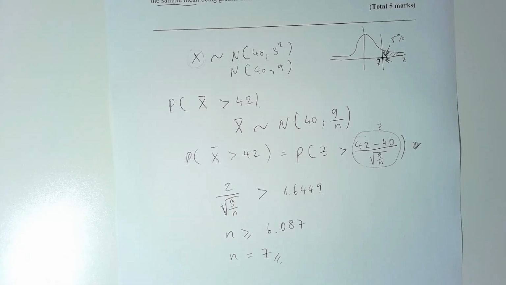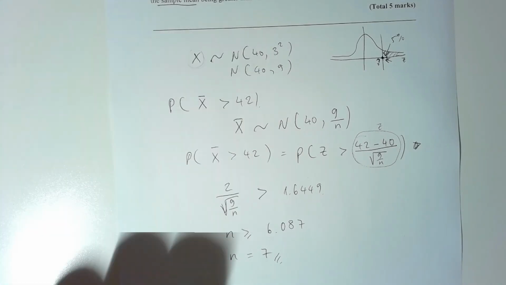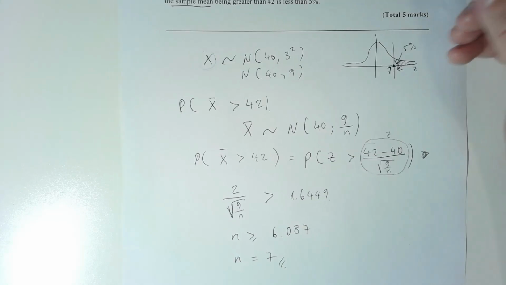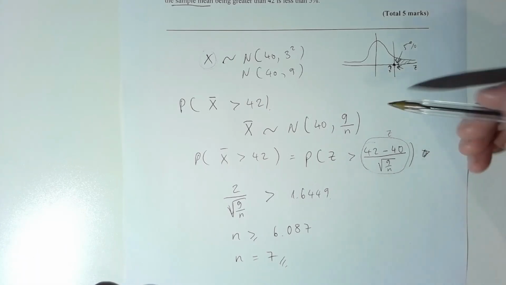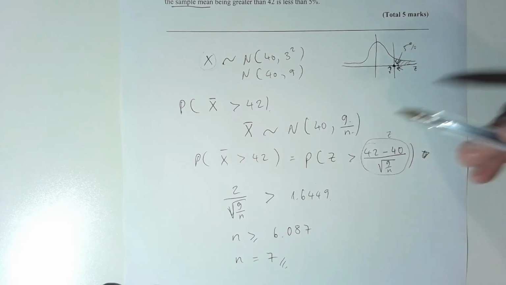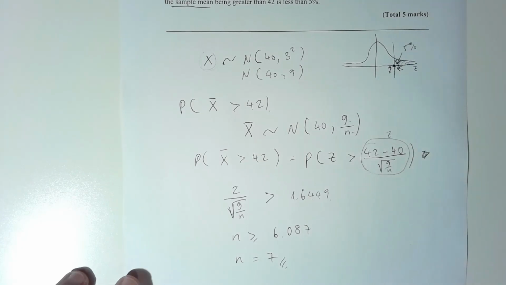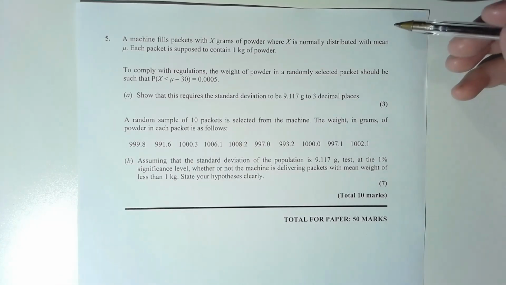And that is done. To keep it highlighted, the keyword here is normal distribution with mean 40 and sample mean. So keep an eye on sample mean. We have to convert the sample mean to exactly the same normal distribution, but with the variance divided by n. That is sample mean. Okay, everyone, it's number 5 now.